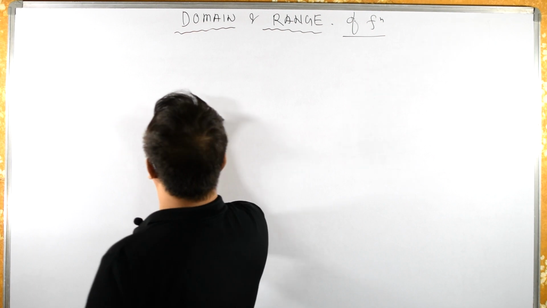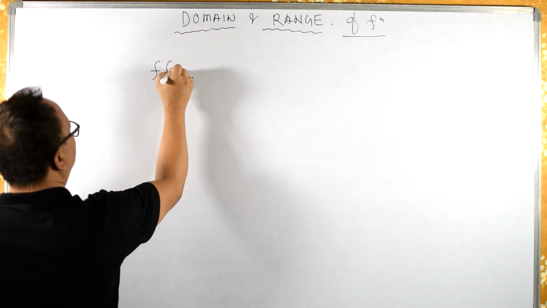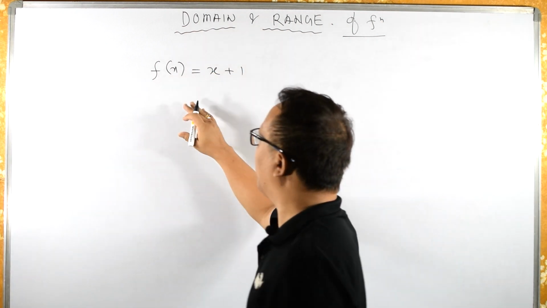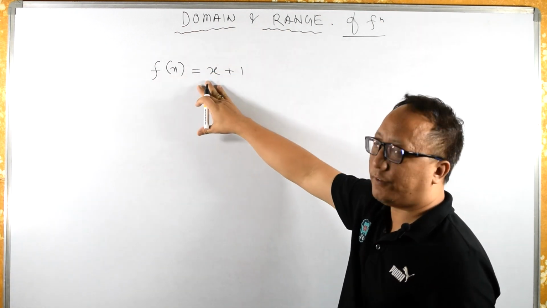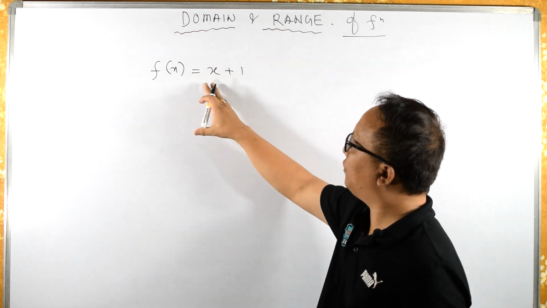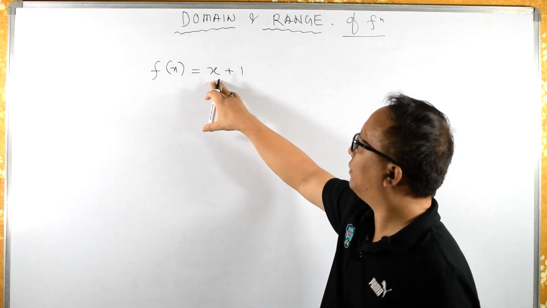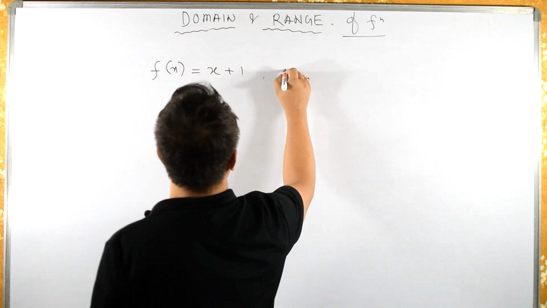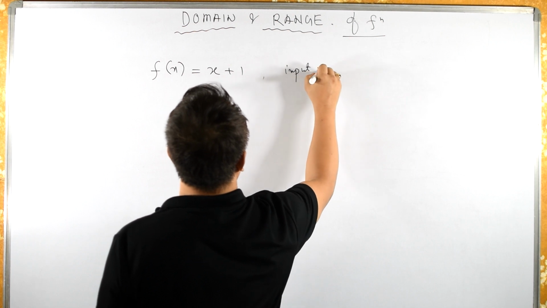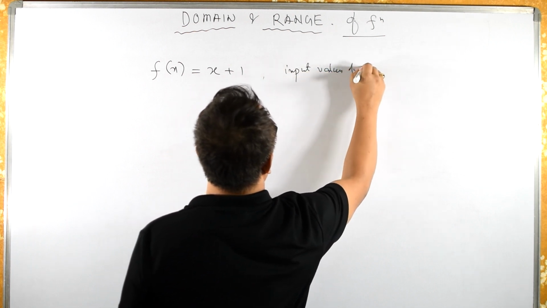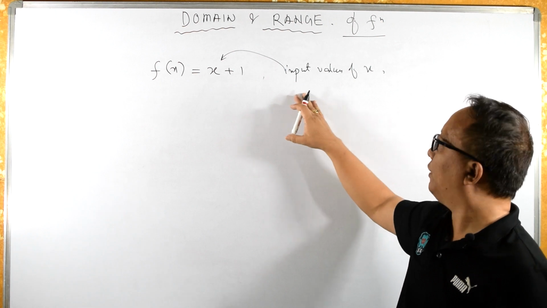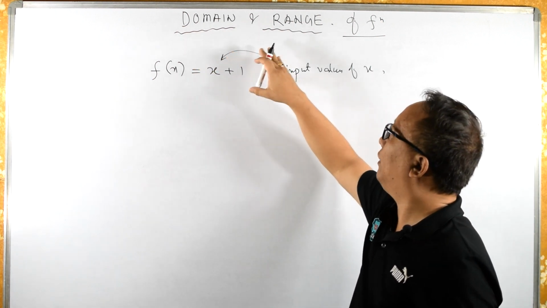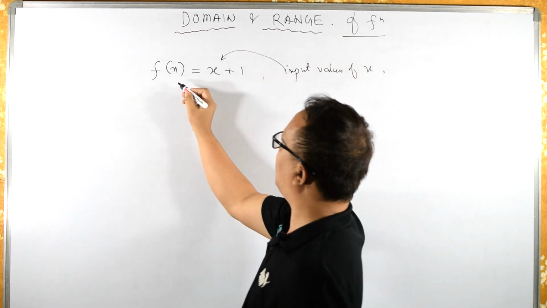For example, a function: we have f(x) = x + 1. In this function, for all values of x which we can input, what is domain? Domain means input values of x. All input values of x here, that's called domain. Okay. And what is range? Range is all outcome over here.